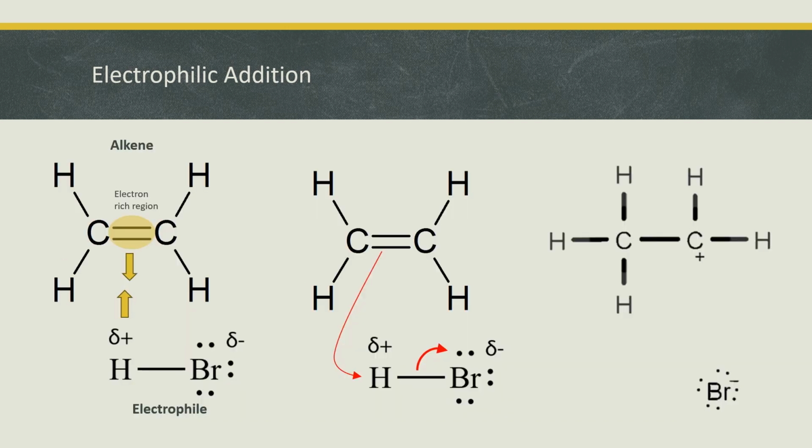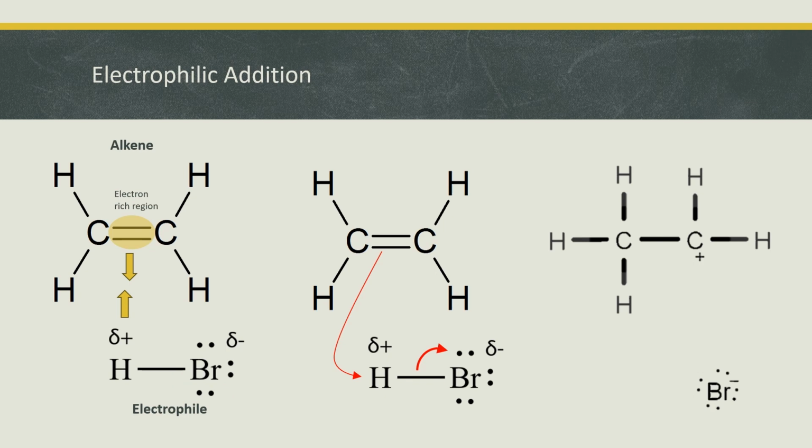So in this example, we have a basic alkene with a double bond, and then we have a hydrogen halide containing bromine. And because of that polar bond between hydrogen and the bromine, we know that the hydrogen has a partial positive charge as a result of bromine's electronegativity as an atom.